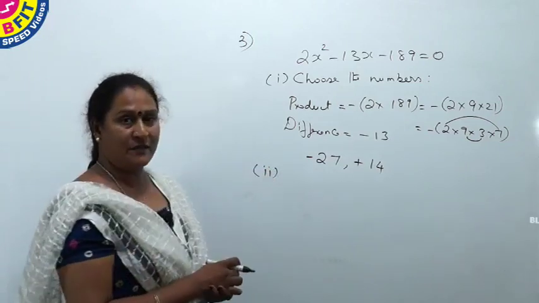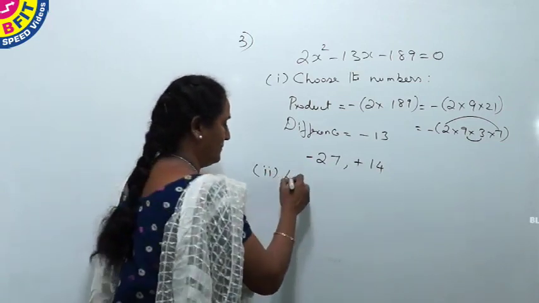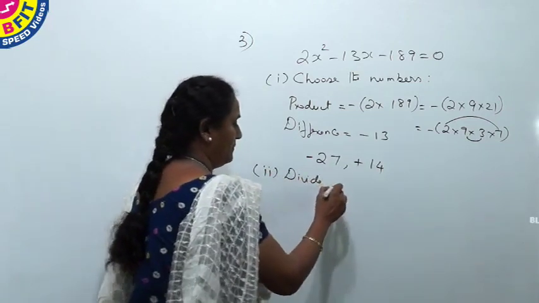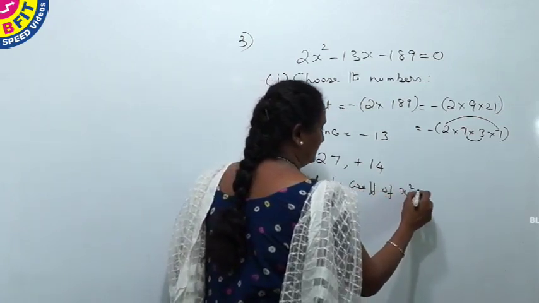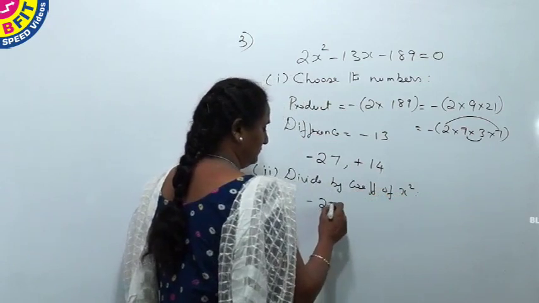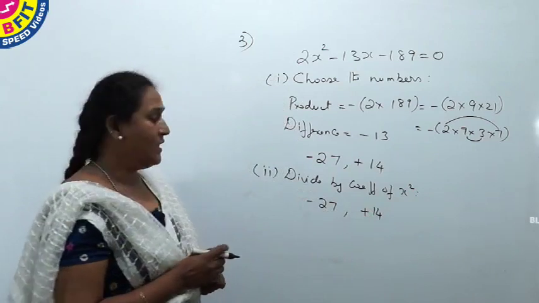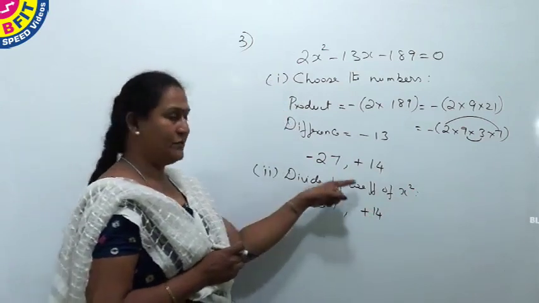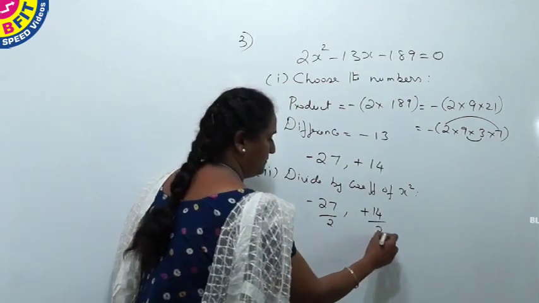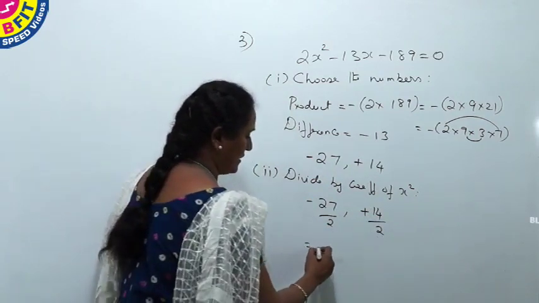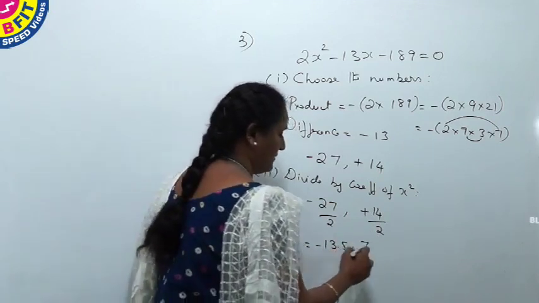So the second step is divide the numbers by coefficient of x square. So the numbers minus 27 and 14 are divided by 2 because coefficient of x square is 2. So now we have minus 13.5 and 7.